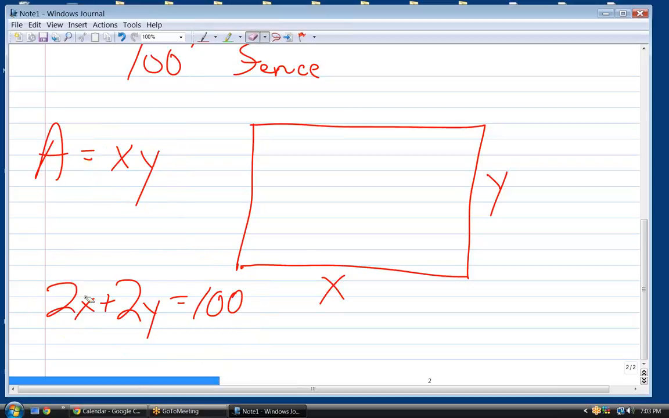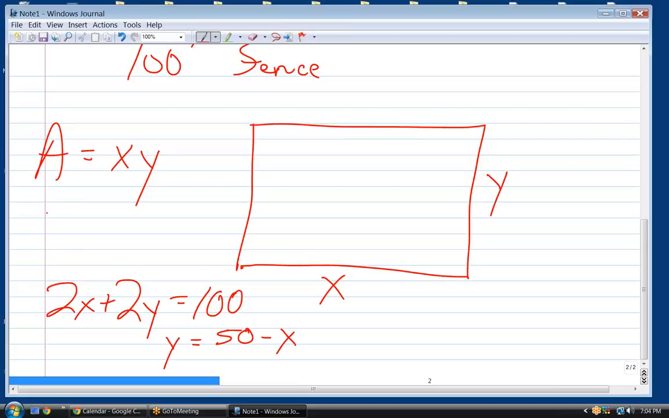Okay, so let's solve this for y. What's y equal to? 50. No. It's equal to 50 minus x, I think, right? In other words, if I divide everything by 2 to start with, I get x plus y equals 50, which means y equals 50 minus x.